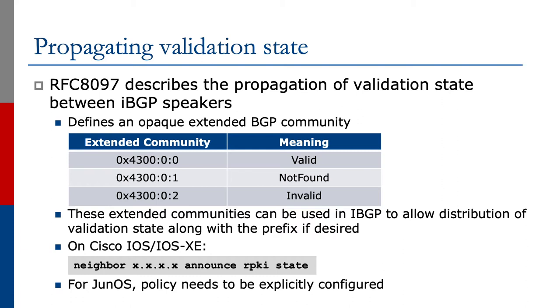On Cisco IOS, to enable this, we need to, again, per address family, do neighbor, the neighbor address, announce RPKI state. And this will pass on the RPKI state to the next router. For Junos, there's no such built-in support. If you want to propagate the validation state, you need to explicitly configure this policy, using these opaque extended communities, which is one option, or as many operators have been doing prior to RFC 1897, defining their own internal communities to do this.